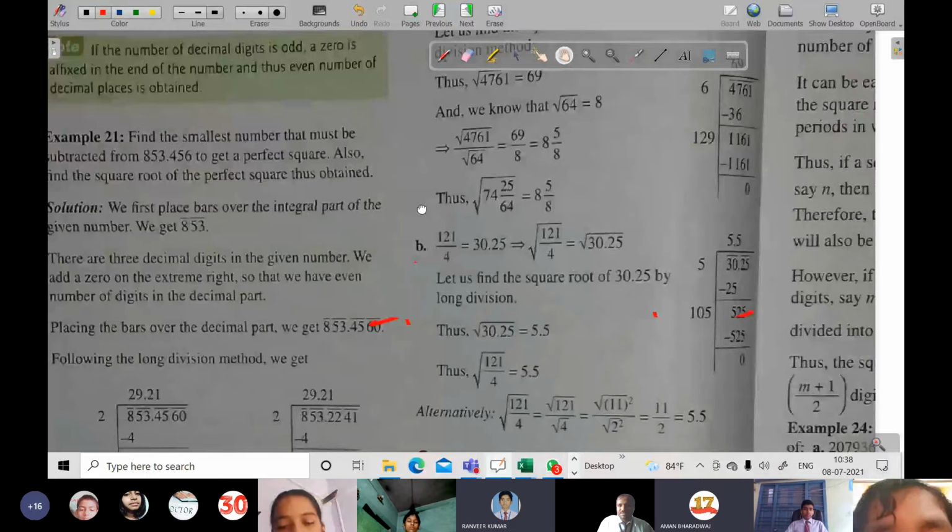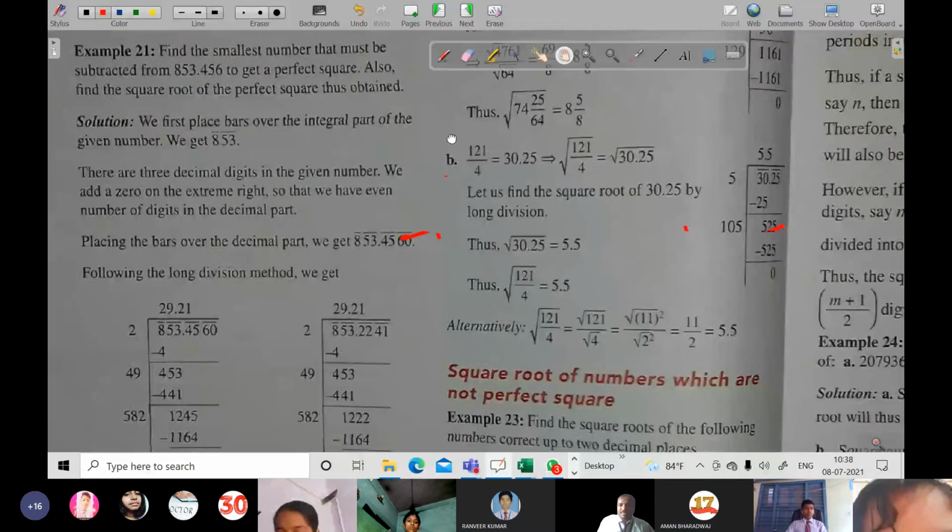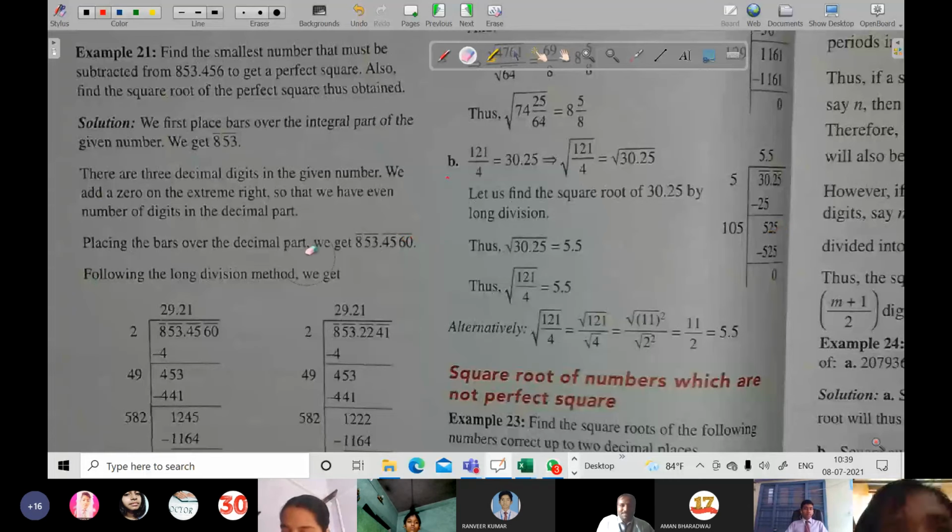So now if you see example number 21, it has been said: find the smallest number that must be subtracted from 853.456 to get a perfect square. Also find the square root of the perfect square first obtained. So here there are 3 decimal digits, so make it 4. A 0 has been kept over here. And then again the same process of division has been done.